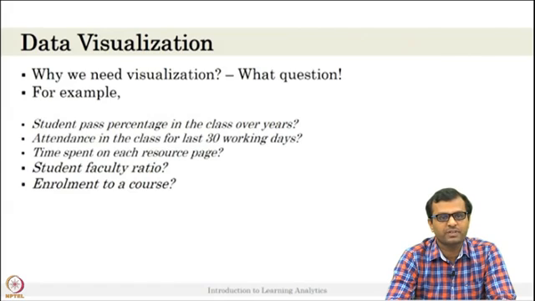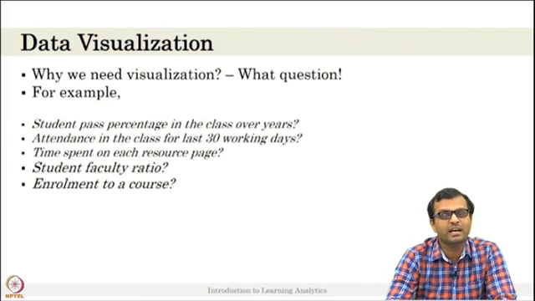So, what questions can we ask? For example, what is the student pass percentage in a class over years? You can simply show a graph saying that the pass percentage over years is this, so that we can look at it and see, oh, compared to the last 3 years, last year's class pass percentage might be less. Something like that information can come out. Or you want to know what the attendance in a class is for the last 30 working days. Is the attendance reducing, or is it constant for the last 30 days, or is there a huge variance in the attendance? If it is, why?